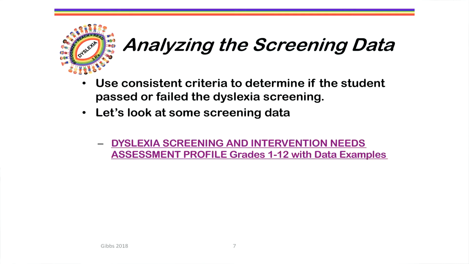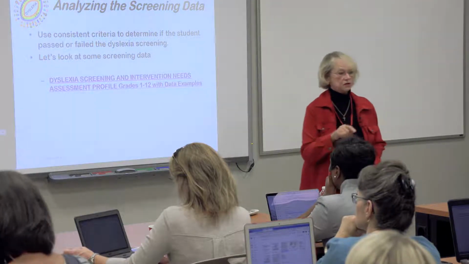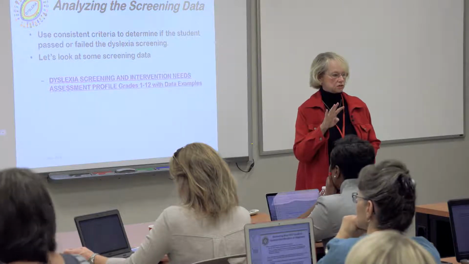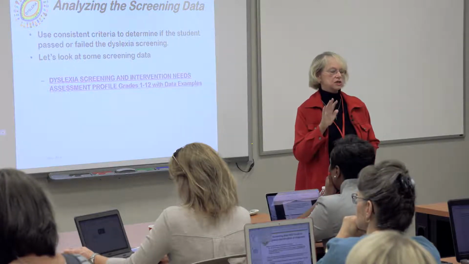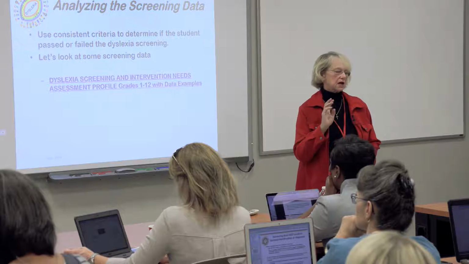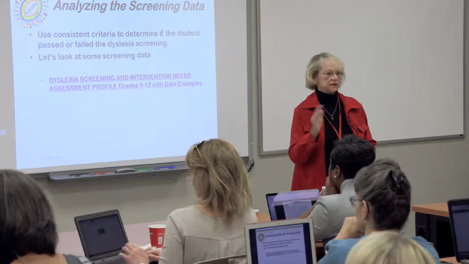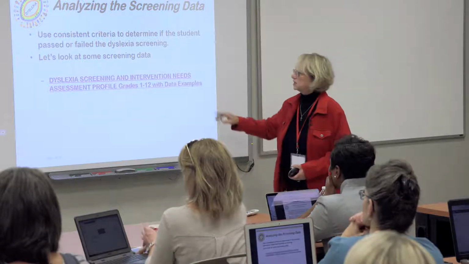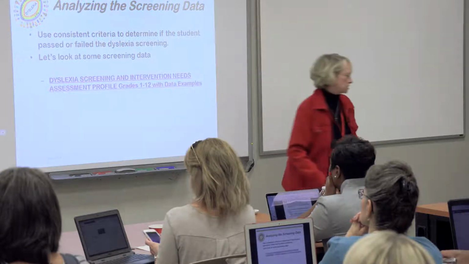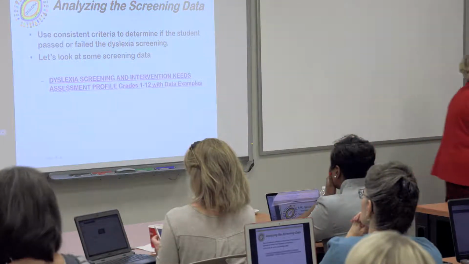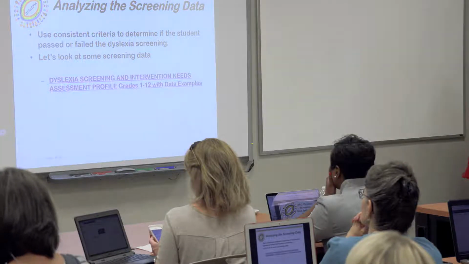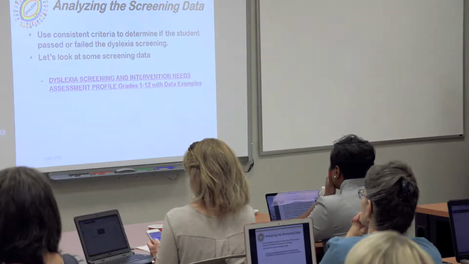Okay, now, analyzing the screening data. We got, as a district, to have some consistent criteria to determine if the student has passed or failed the dyslexia screening. In the resource guide, we put that there are 4 components and they need to be weak on 3 of those components. I'm going to show you on the form in a second. I've got some of the forms that we created and put in the resource guide, and I'm going to open this.